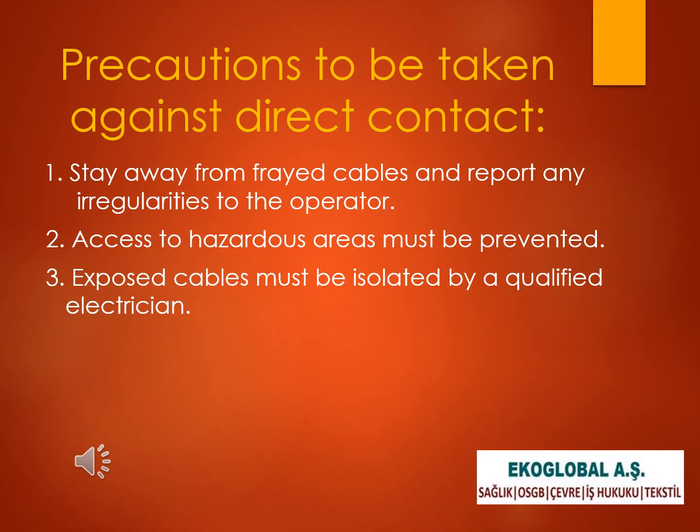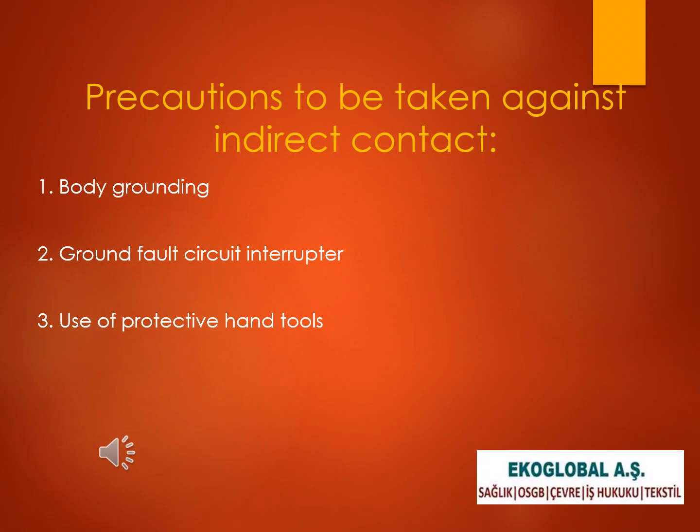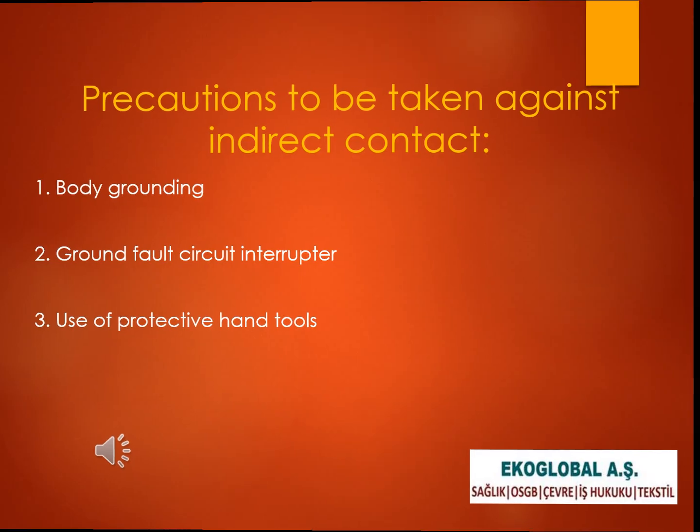Here are the precautions to be taken against direct contact. 1. Stay away from frayed cables and report any irregularities to the operator. 2. Access to hazardous areas must be prevented. 3. Exposed cables must be isolated by a qualified electrician. Here are the precautions to be taken against indirect contact. 1. Body grounding. 2. Ground fault circuit interrupter. 3. Use of protective hand tools.